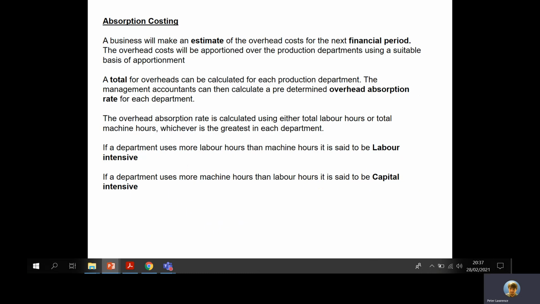So, getting a bit more difficult now. Absorption costing is done at the start of the year. It's a method of working out how to cost our products so we can find out our selling price. So, all the costs will be estimated, as will the number of hours. And then we'll apportion the production department's cost using what we call a suitable basis of apportionment.